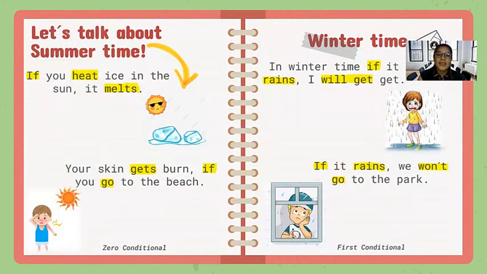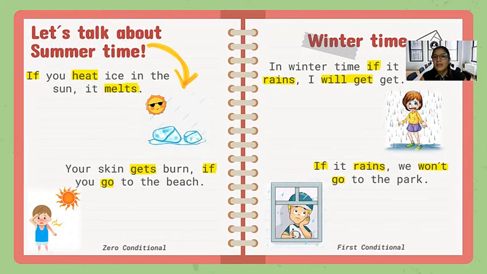After this, here is the main presentation. And the teacher, in this case, will start to talk about the summertime, yes? And we'll present some examples of what the students can get from the summertime. For example, if you heat ice in the sun, it melts, right? Because this is a real fact. And right here, the teacher is presenting the zero conditional. On the other hand, is presenting winter time. And in the winter time, if it rains, I will get wet, right?